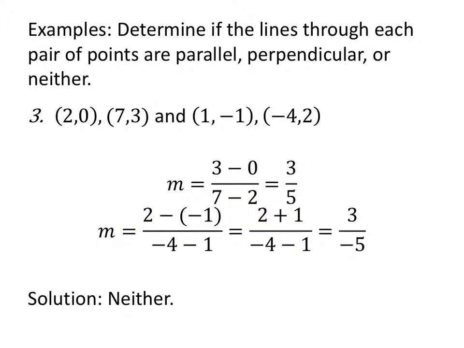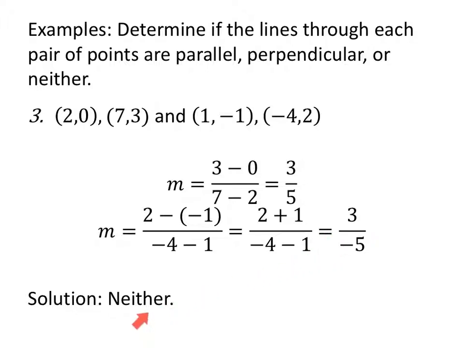Alright, now I already know this is going to be neither because we have 3 choices, parallel, perpendicular, or neither, and I'm going to give you 3 examples, but let's see why. No cute little color coding here. We're just going to subtract 3 minus 0 and 7 minus 2 to get our first slope of 3/5. We're going to subtract our y values, 2 minus a negative 1 over negative 4 minus 1 to get the slope of the line through the second set of values. That's 2 plus 1 over negative 4 minus 1, so that's 3 over negative 5.